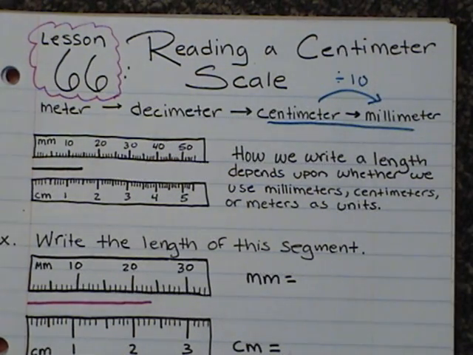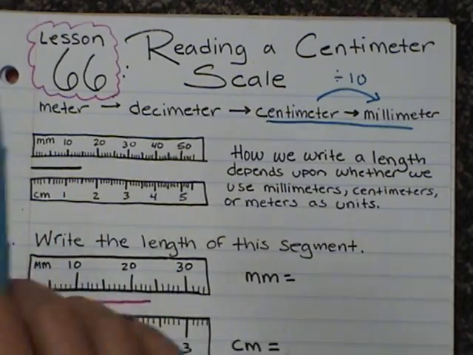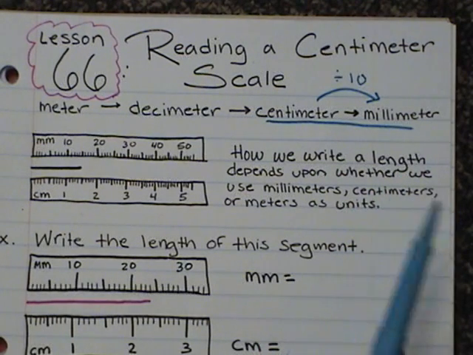So when we did lesson 65, we learned to write lengths as decimal parts of a meter. For example, 15 centimeters can be written as 0.15 meters, which means 15 hundredths of a meter. Now we're going to do the same thing, but we're going to deal with just centimeters and millimeters. So if you look, I drew a ruler, and I know you can't really see exactly, so I'm just going to say it to you so you can understand. How we write a length depends upon whether we use millimeters, centimeters, or meters as units.